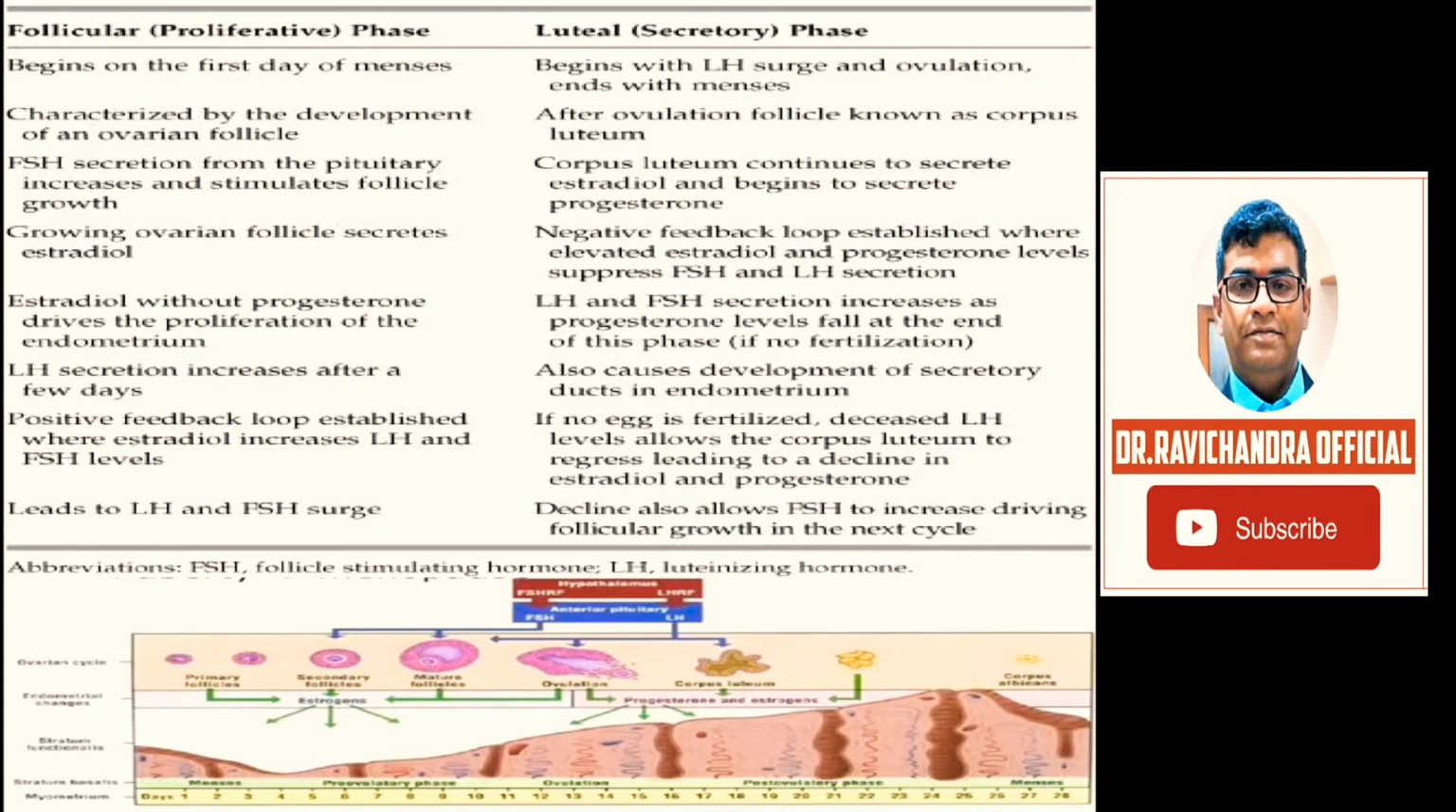The LH and FSH secretion increases as the progesterone levels fall at the end of this luteal phase if there is no fertilization. And it also causes the development of secretory glands in the endometrium. If no egg is fertilized, decreased LH levels allow the corpus luteum to regress, leading to a decline in estradiol and progesterone levels. Decline also allows the FSH to increase, driving follicular growth in the next cycle.